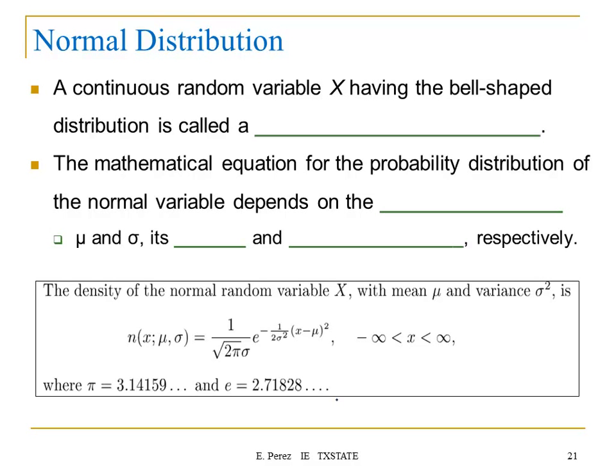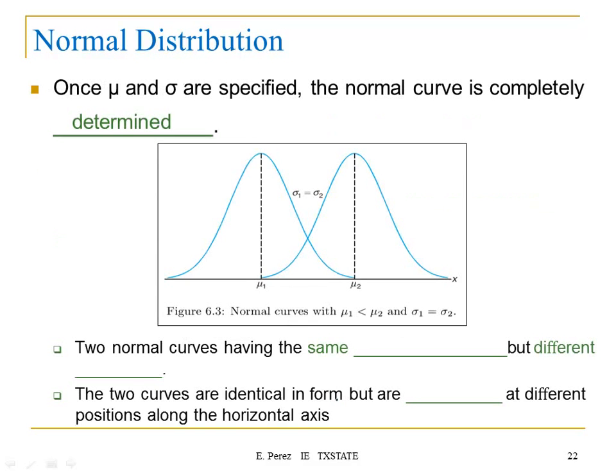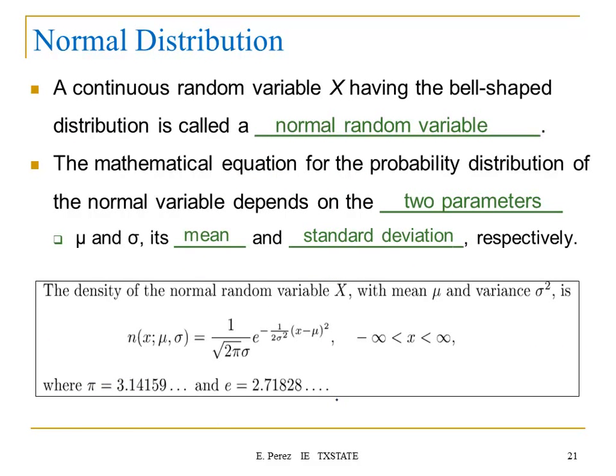So a continuous random variable x having a bell-shaped distribution is called the normal random variable. And the mathematical equation for the probability distribution of the normal variable depends on two parameters, mu and sigma. So mu is the mean, sigma is the standard deviation. So this distribution will depend on these two parameters. In order to find the mean, just look at the average, the typical mean. The same thing for the variance: you can find it using the sample variance formula.